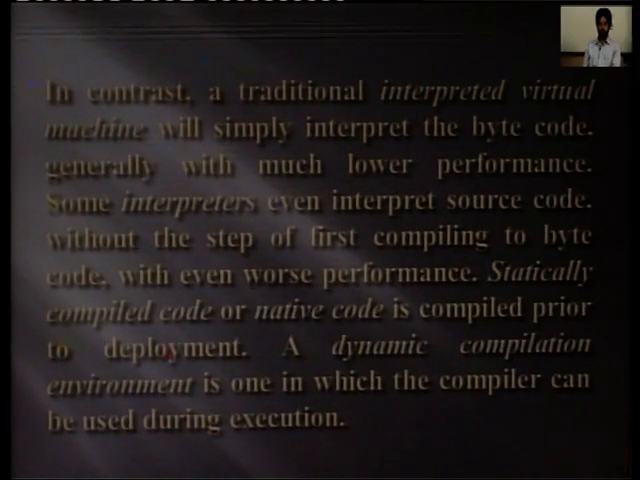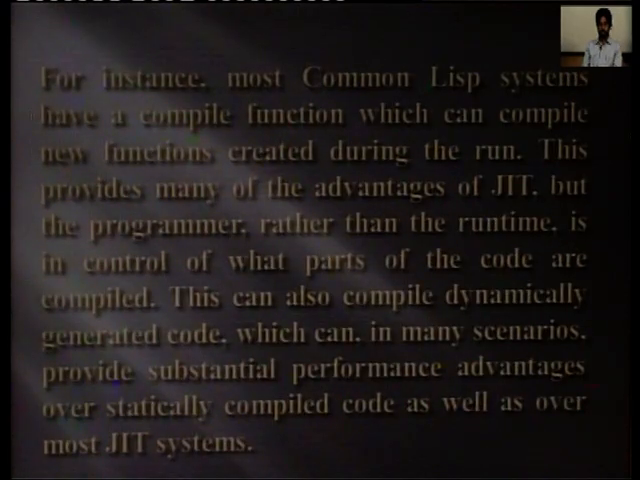Statically compiled code is native code compiled prior to deployment. A dynamic compilation environment is one in which the compiler can be used during execution. For instance, most common Lisp systems have a compile function which can compile new functions created during the run. This provides the advantage of JIT, but the programmer rather than the runtime controls what parts of the code are compiled.